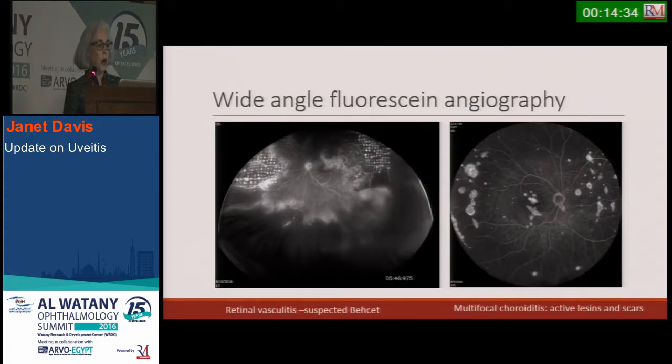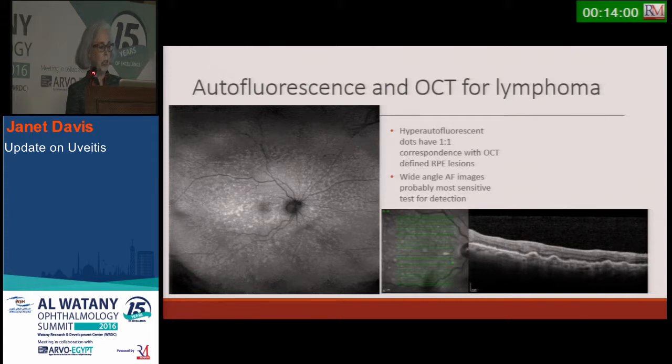So wide-angle fluorescein angiography is an amazing tool in uveitis. The example here on the left is of a Biologic patient, and you can see very clearly the areas of non-perfusion and also the peripheral retinal vascular leakage. These things are likely to be missed if you don't use wide-angle imaging. And on the right, you have a patient with multifocal choroiditis, and you can see these minuscule active lesions that are hyperfluorescent, not scars, hyperfluorescent active lesions, and you really get an appreciation for that with this 100-degree field.